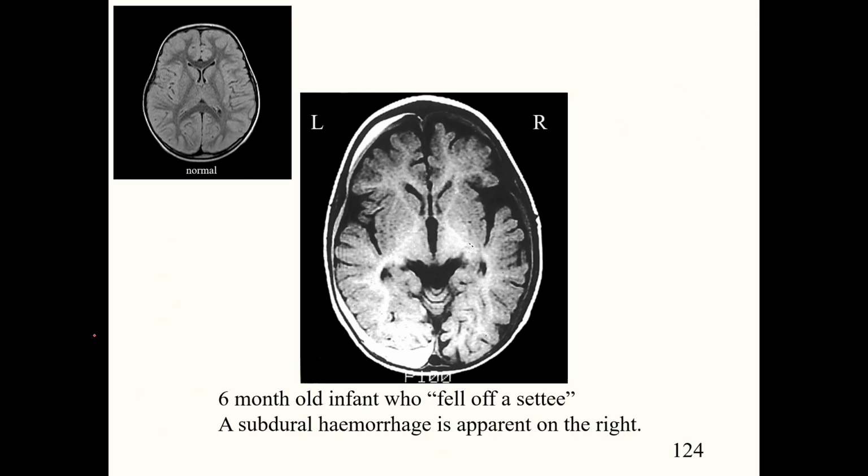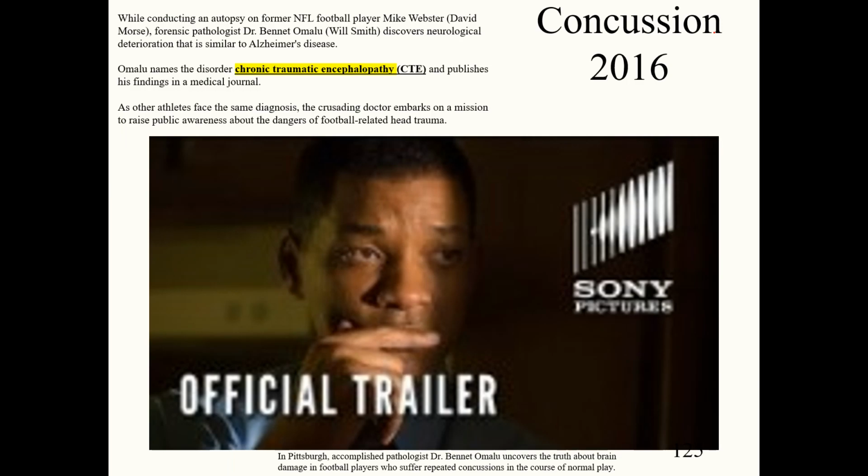This is just showing you an x-ray of a 6-month-old infant who the parents had said fell off of kind of like a baby changing table. You can see the subdural hemorrhage on the right. So all of this right here, that's all subdural hemorrhage going on. So really bad. And you can see the difference. I put the normal brain up here so you can kind of see what that brain is supposed to look like, but definitely damage is done.